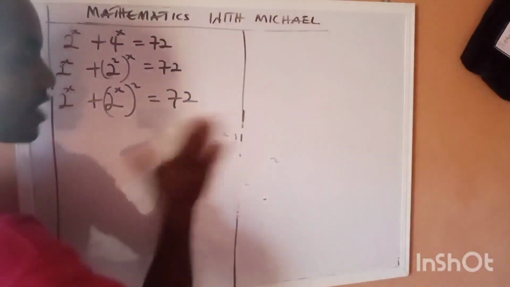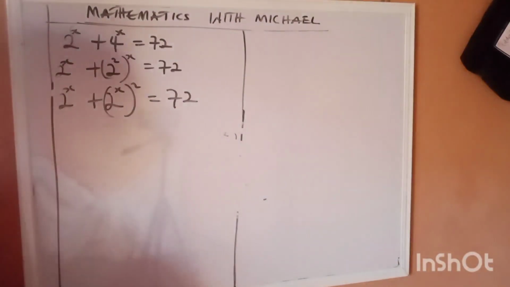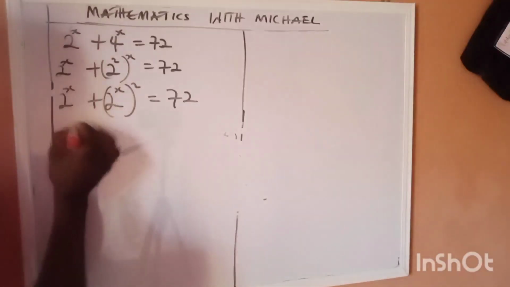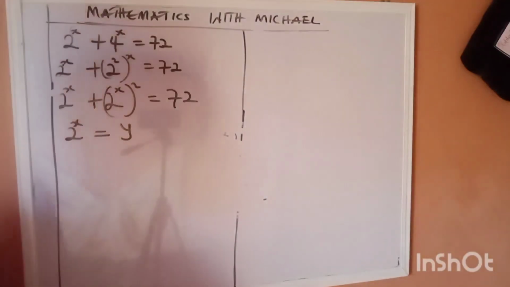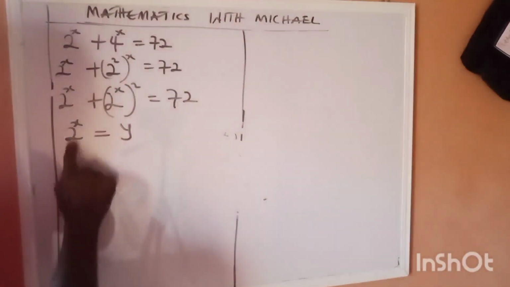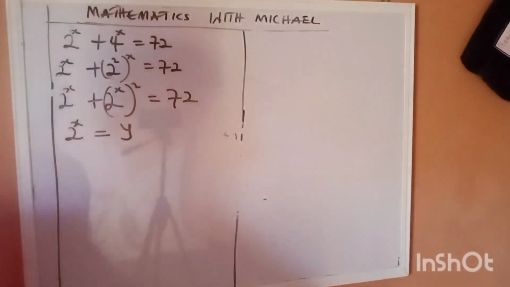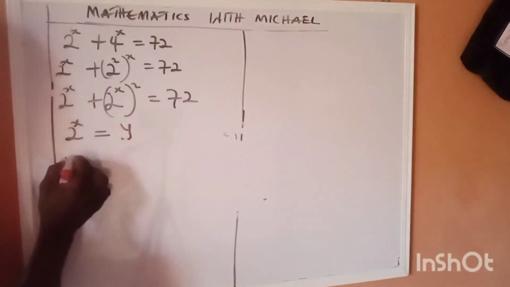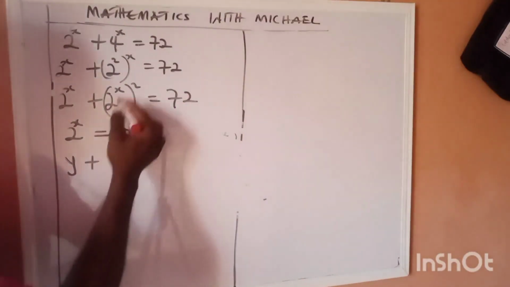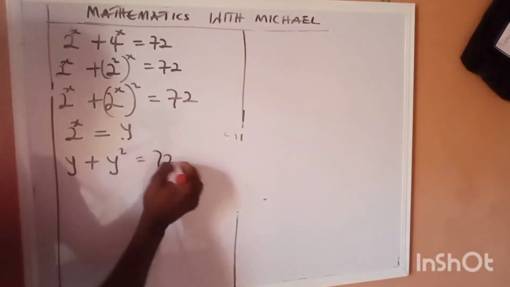Now, the next thing you need to do is, if you look at it, I'm having 2 raised to power x, I'm having 2 raised to power x. I can represent my 2 raised to power x with y. In other words, anywhere I see 2 raised to power x in the question, I'm going to write y. So here I'm having 2 raised to power x. Instead of writing 2 raised to power x, I'm writing y. So I have y plus, now I'm having another 2 raised to power x, I'm having y. Don't forget also raised to power 2 equals to 72.